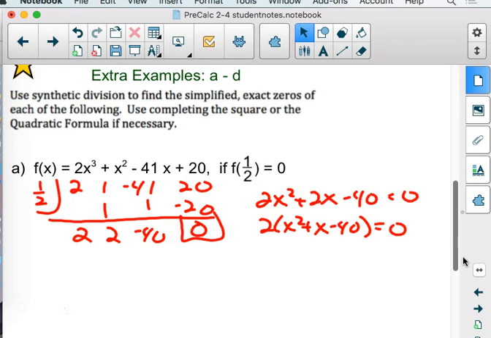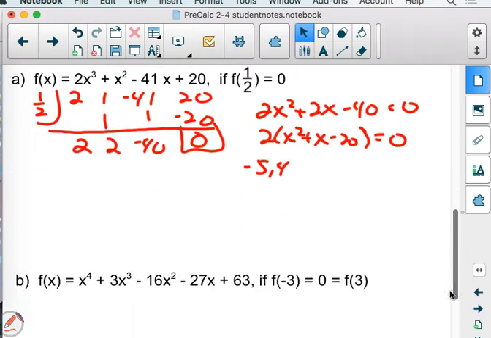2x to the third plus x squared minus 41x plus 20. Well, that might be 5. I can see the 1/2 that they gave us there, but it kind of looks like -5 and 4. Second table. Well, there it is. -5 is a 0. 4 is a 0. Let's do that. -5 and 4. Oh, I forgot to factor out the 2 out of this. There we go.